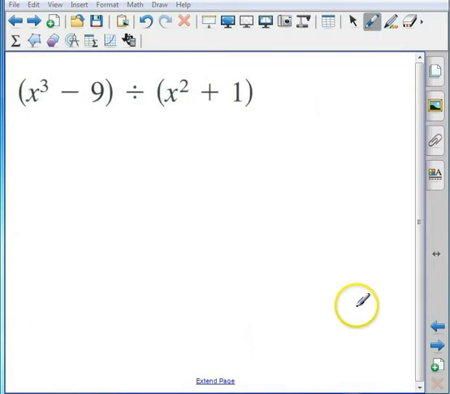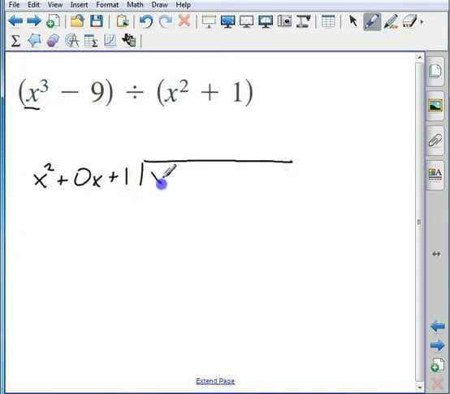Now I chose this problem because I wanted to show you what happens when you have missing terms. Notice that we have an x cubed and then no x squared and no x term and then a constant. You've got to fill in that missing x squared and missing x term. Same thing with your divisor over here. We don't have an x term, so we have to fill that in. So here's how we have to write it. X squared plus 0x plus 1 is going to divide into x cubed plus 0x squared plus 0x minus 9.